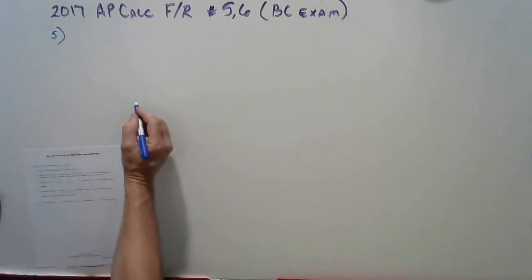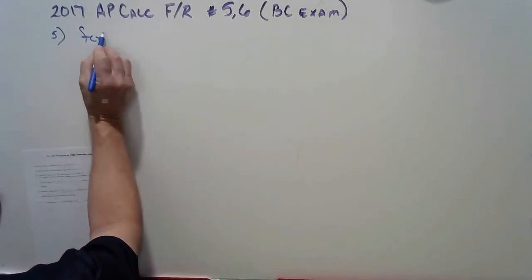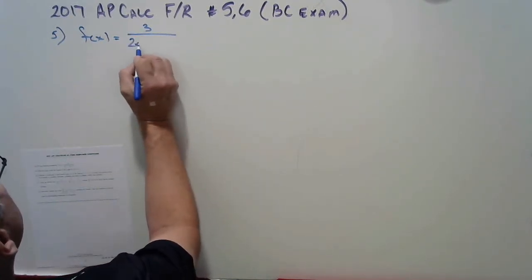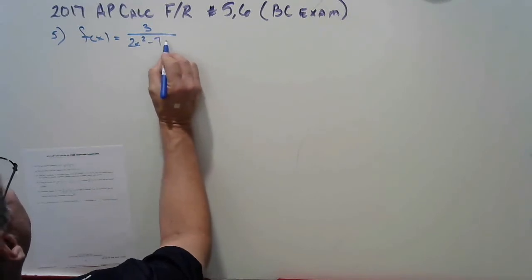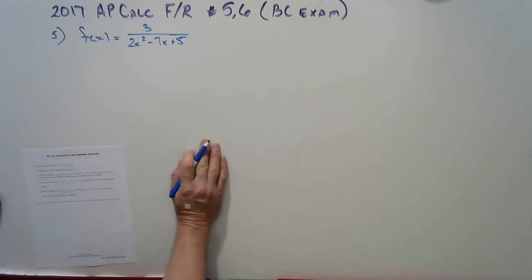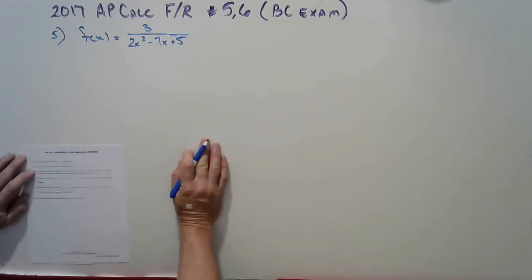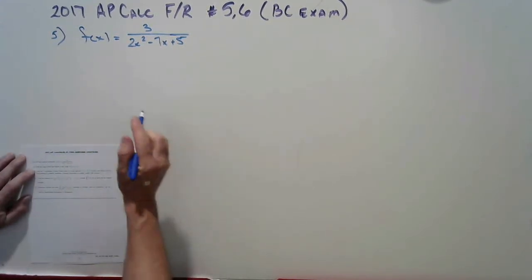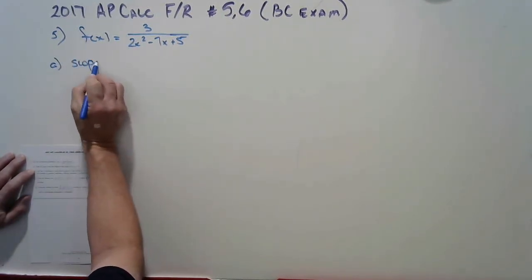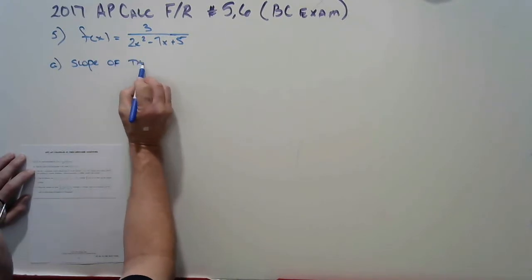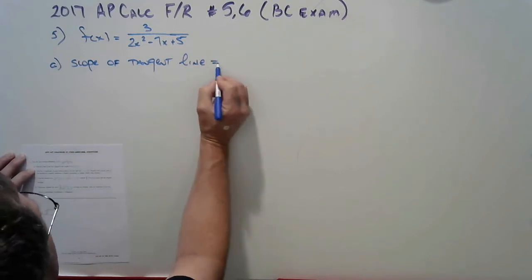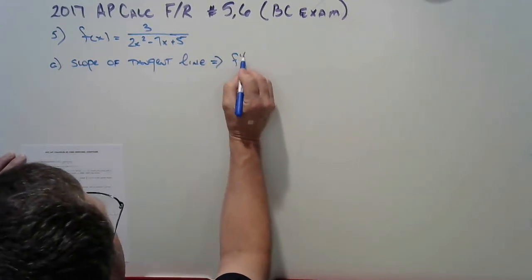Question 5 says f of x is a function defined by 3 divided by 2x squared minus 7x plus 5. So we have this function. It's a rational function. It says find the slope of the line tangent to the graph when x is 3. So we know the slope of the tangent line means we've got to find f prime of x.